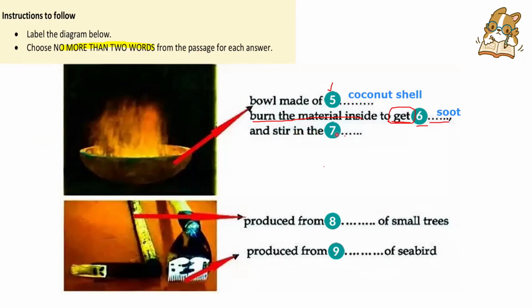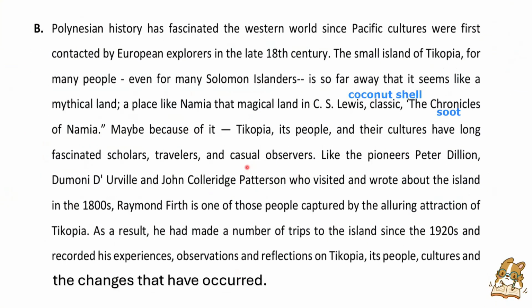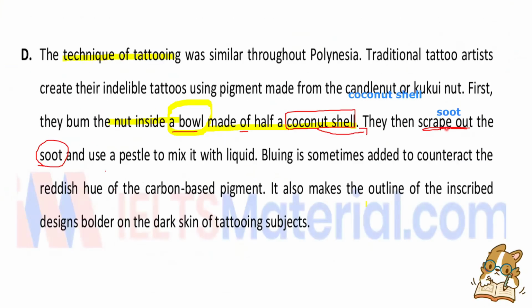And stir in the blank. Now, stir, okay? So they are connected. So they scrape out the soot and stir in the blank. It has to be something that they can stir the soot with. Okay, what's it going to be? They then scrape out the soot and use a pestle to mix it with liquid. Now, focus on this part. All right. So in our sentence, we have the word stir. Now, what do you think is the synonymous word of stir in this part?